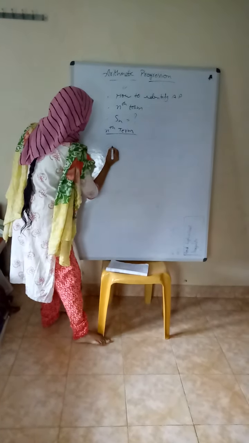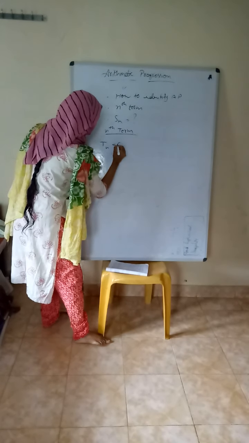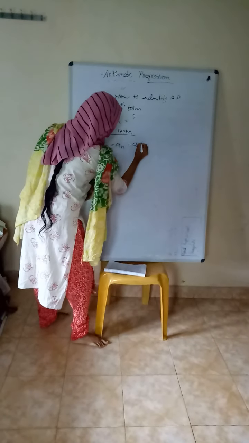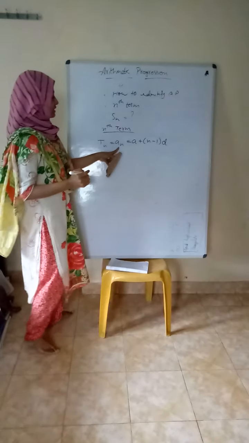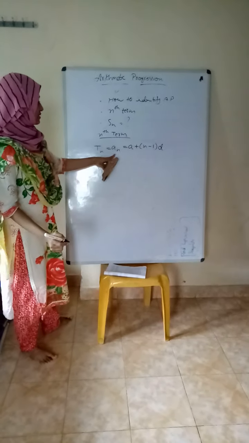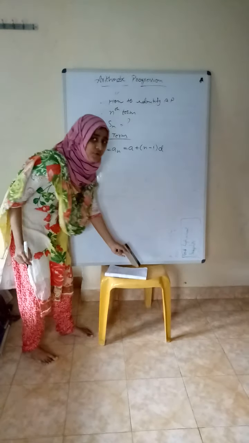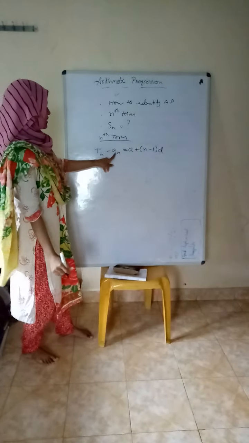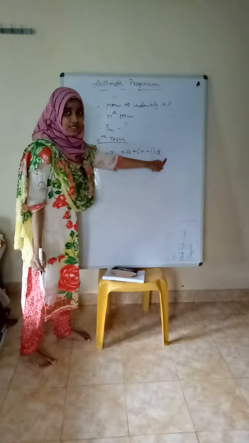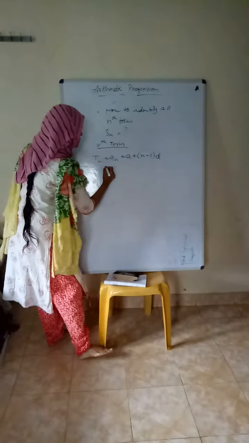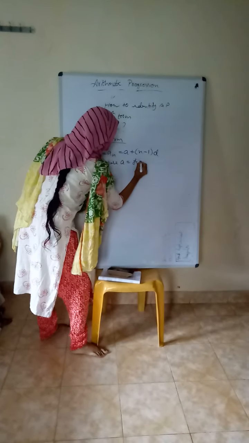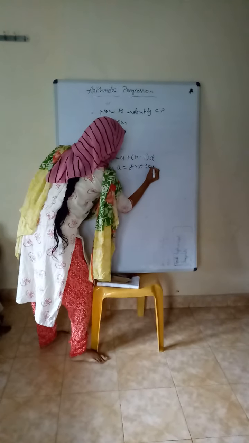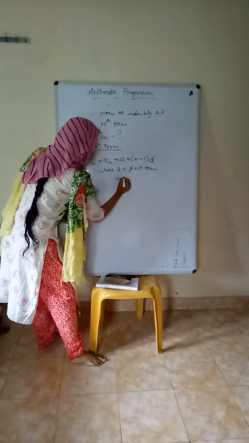Nth term formula: Tn or An is equal to a plus n minus 1 into d. You can say Tn or An, same thing. So the nth term or unknown term you have to find. An is equal to a plus n minus 1 into d, where a is the first term, and d is the common difference.